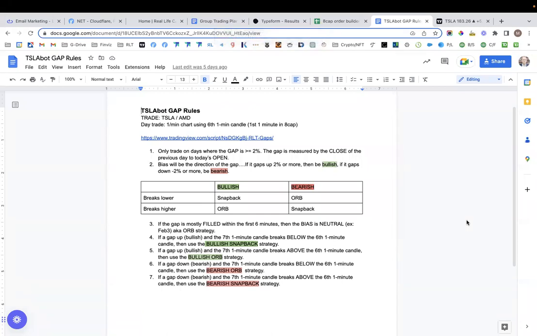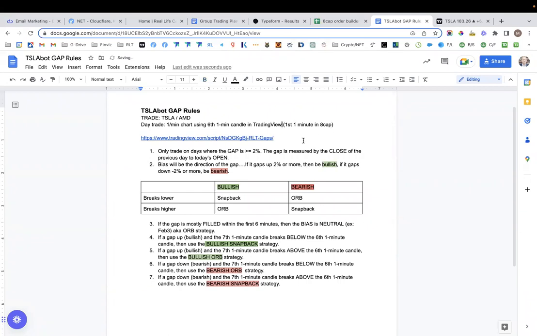So here's how I use the TSLAbot to play gaps on Tesla. I have done this on AMD and some other stocks, totally up to you. I do use it on the 1 minute chart, which technically in the funded account is the 6th 1 minute candle. It's the first 1 minute in ACAP, or the 6th 1 minute candle in Trading View.